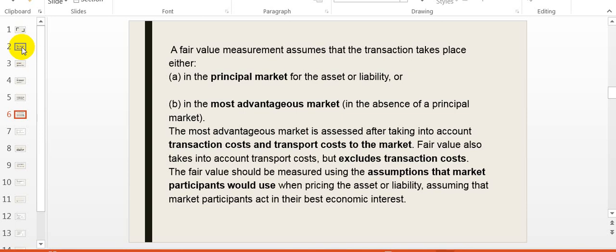So in using the most advantageous market, to come up with the most advantageous market, you take into account transaction costs and transport costs. But once you have determined the most advantageous market, to get the fair value, we only take into account transport costs. We exclude transaction costs.